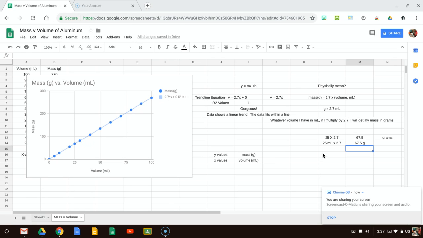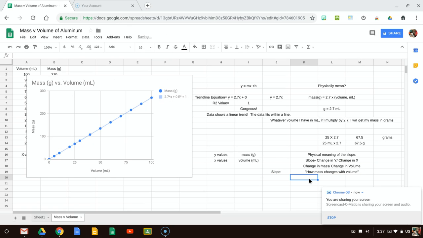Okay, now what is the physical meaning of the slope? Okay, so now I want to see what the physical meaning of the slope is. Well, in class, we mentioned that a slope is a change in y over a change in x. For us, our y values were mass and our x values were milliliters. So a change in mass over the change in volume, or how mass changes with volume. That is the physical meaning of the slope.